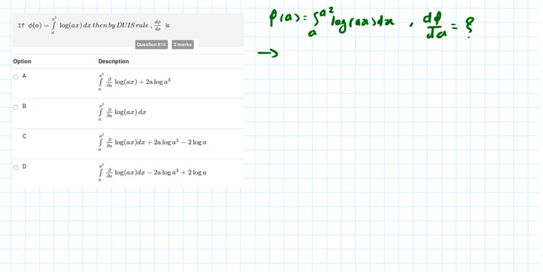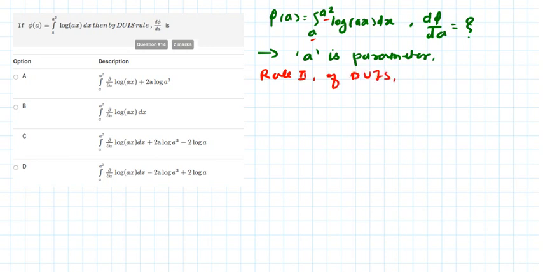So before solving any example over DUIS, you must understand what is the parameter and what is the variable in the given example and what are the limits given. Now if you will observe here, the limits are given to be the functions of the parameter. What is the parameter? In this case, a is the parameter, and the limits of this given integral are the functions of the parameter. So we need to use rule number 2 of the DUIS.